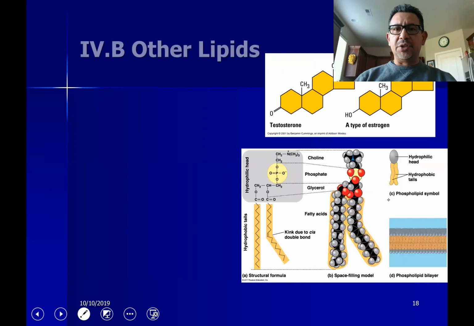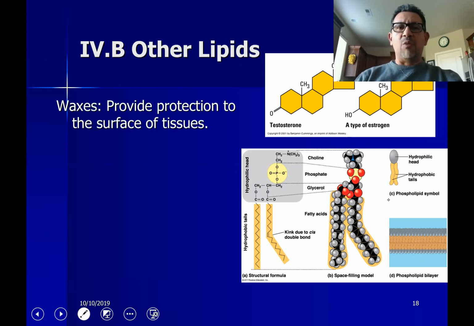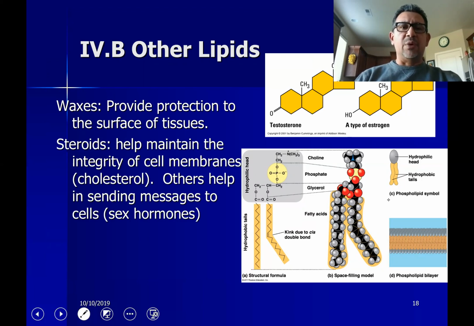In addition to those 3 types of fats, the hydrogenated, which are not so good, then the saturated and the unsaturated, which have beneficial properties for our diet, there are also going to be waxes. These waxes are usually going to be lipids that have a protective type of nature. We also have the steroids, which are going to help maintain the integrity of cell membranes. That is going to be the case of cholesterol.